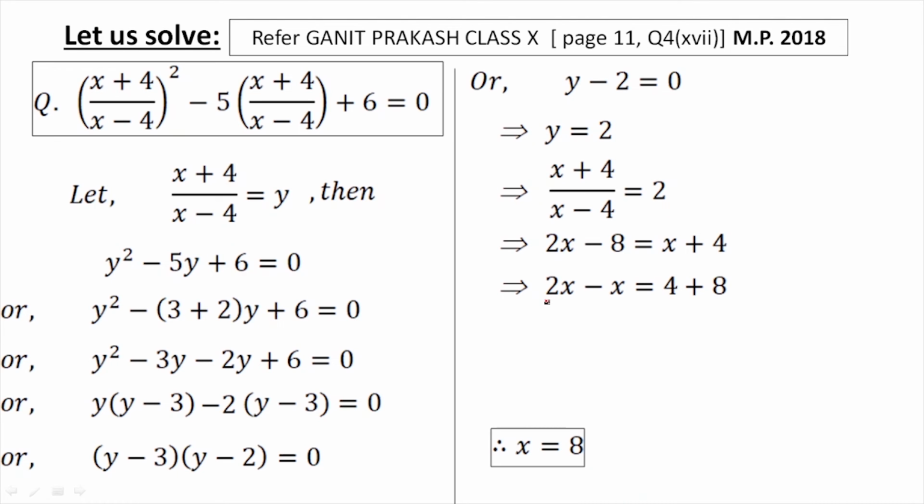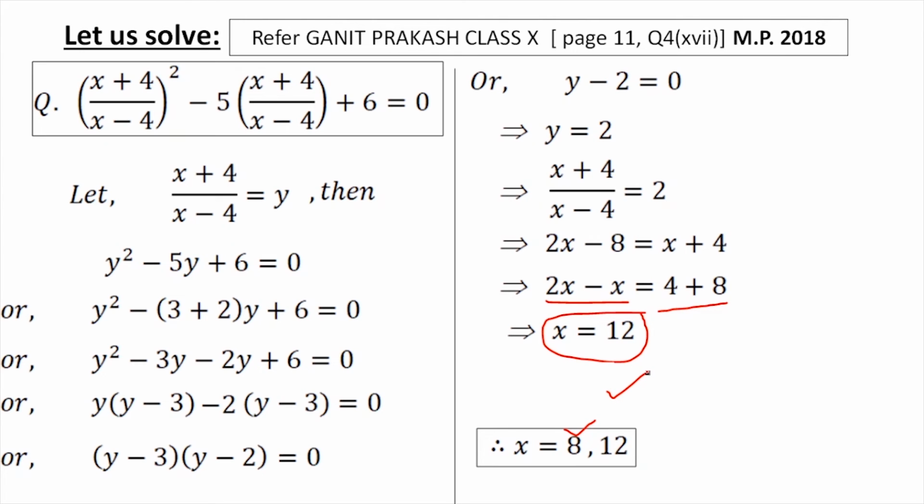So what is 2x minus x? It is x. And what is 4 plus 8? It is 12. So what is the value of x? So the other value of x is 12. So what are the two values of x then? One is 8 and the other one is 12. So there are two values of x, that is 8 and 12. So this is the required answer for this question.